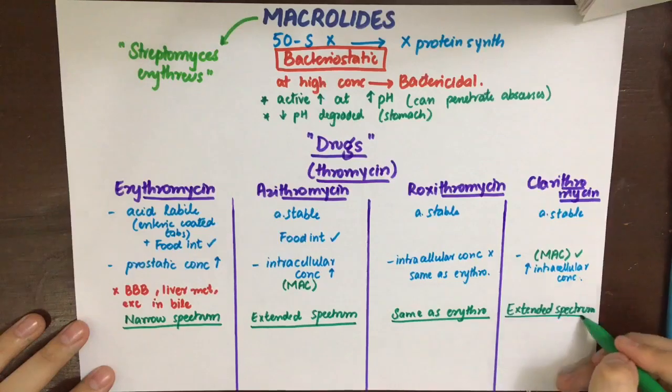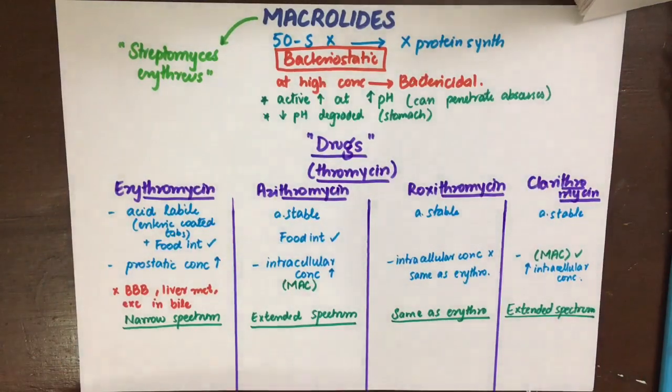Roxithromycin is almost similar to erythromycin, while clarithromycin and azithromycin reach high concentration intracellularly and are effective against MAC complex, also against H. pylori, Toxoplasma gondii, and Salmonella, and malaria for azithromycin.